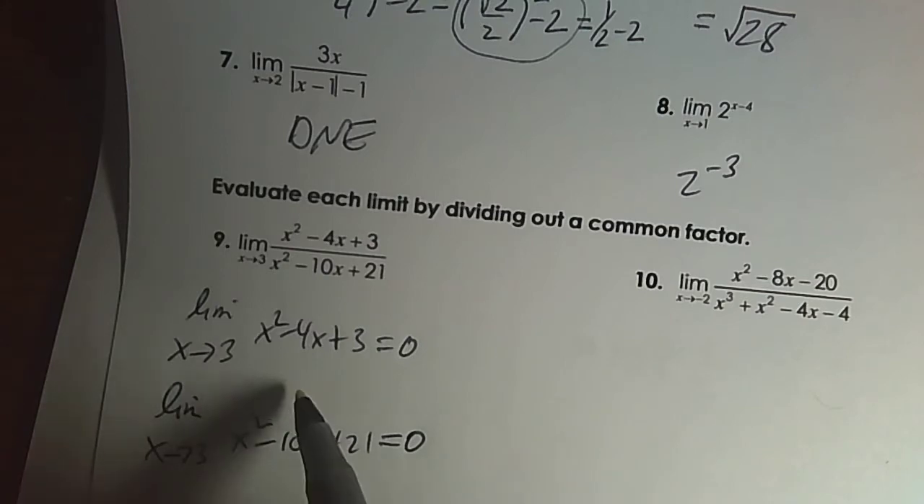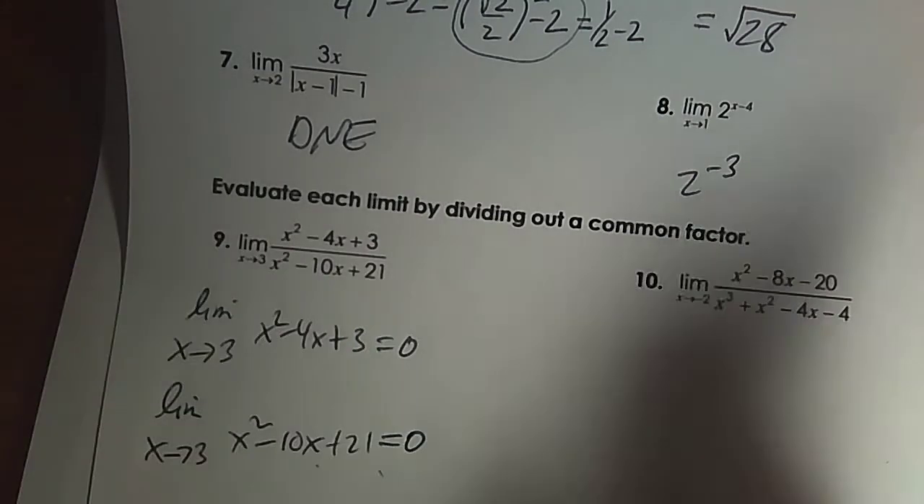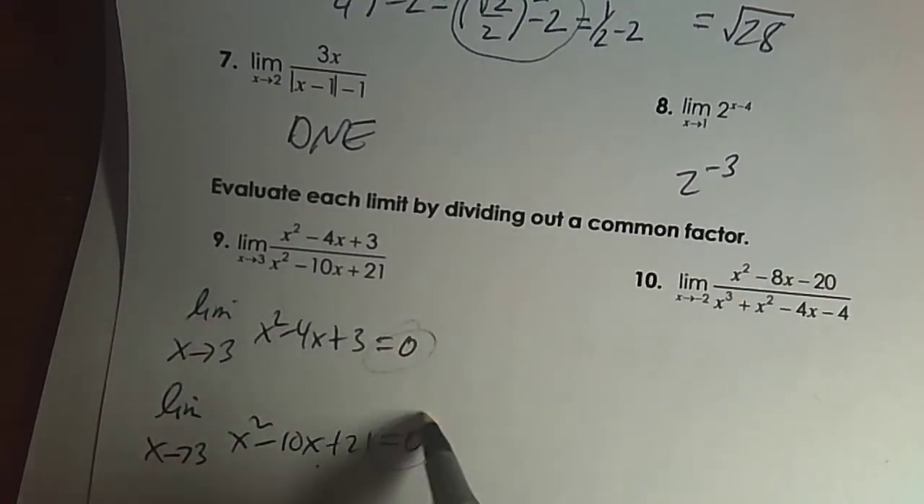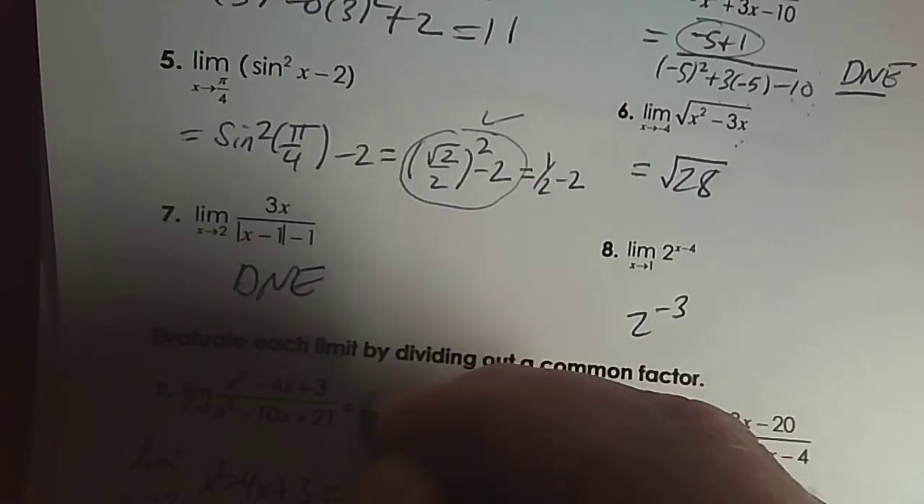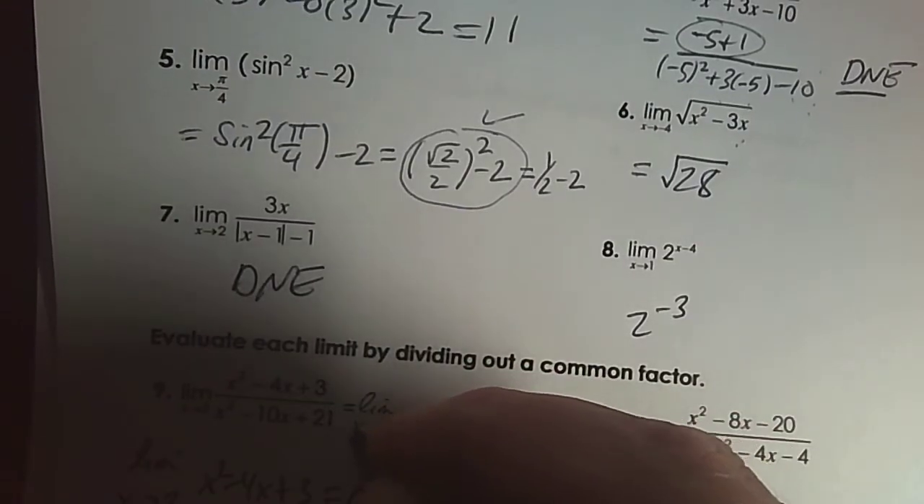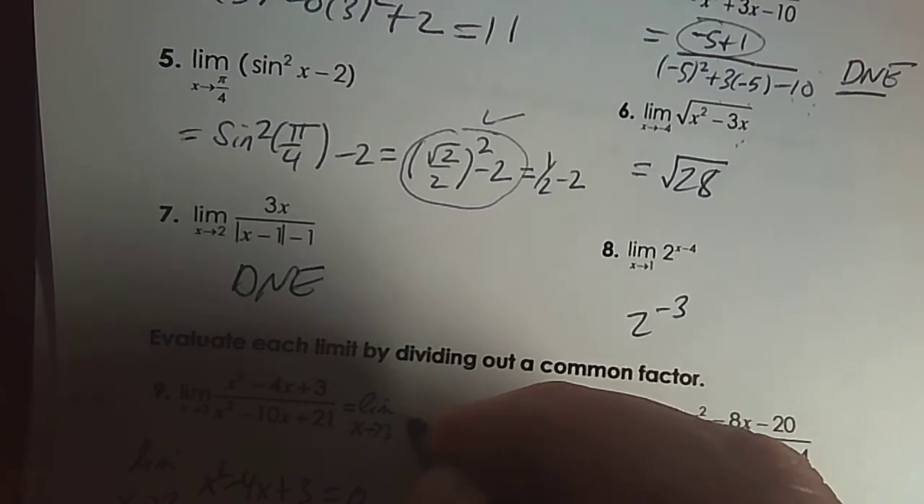So that's 9 take away 30 plus 21. So this is different, right? That means it's indeterminate, which means we're going to solve this. We're going to factor and then divide out the hole that's being created there.